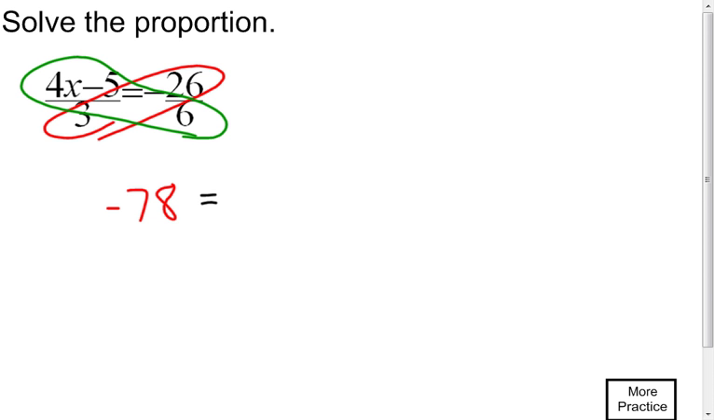Now be careful on this one, because we have to take that 6 and multiply it by everything in the top left. 6 times the 4x is going to put us at 24x, and 6 times the 5 is going to put us at 30. Take our equation and solve it. I would add the 30 to both sides to start.